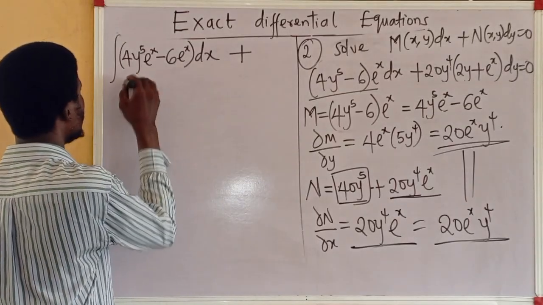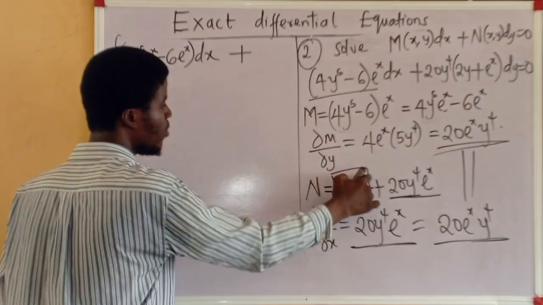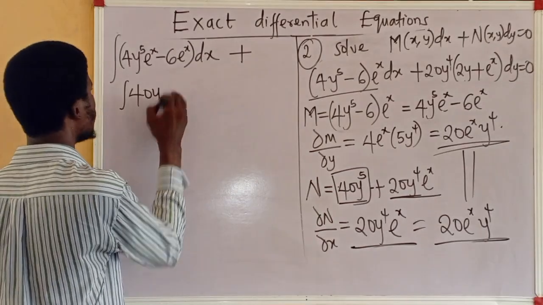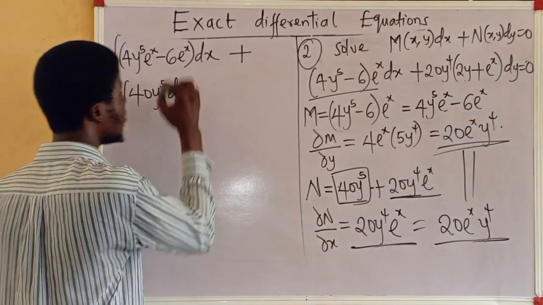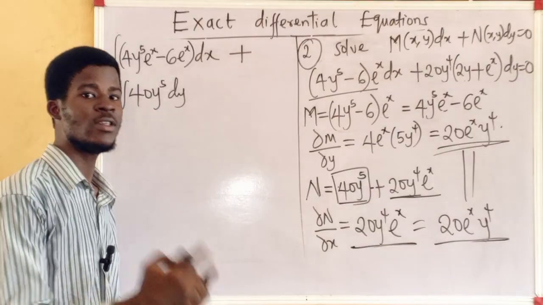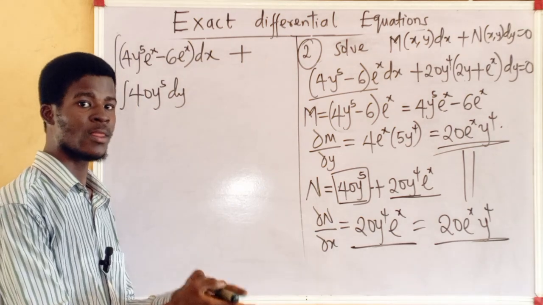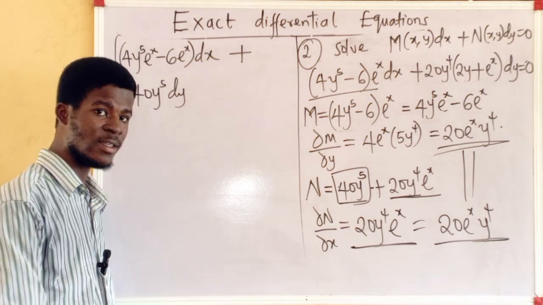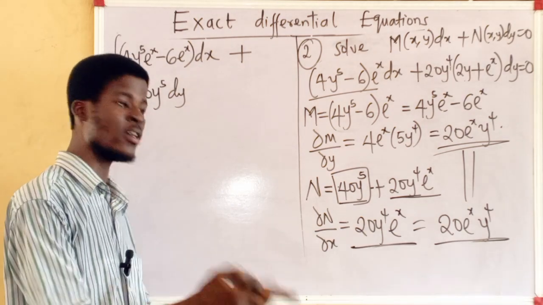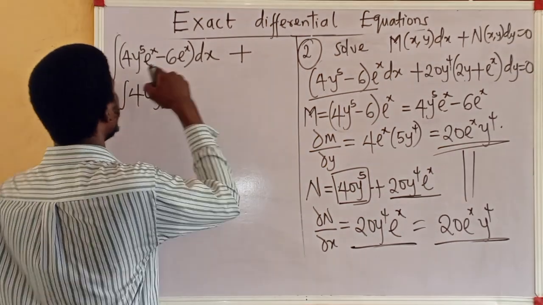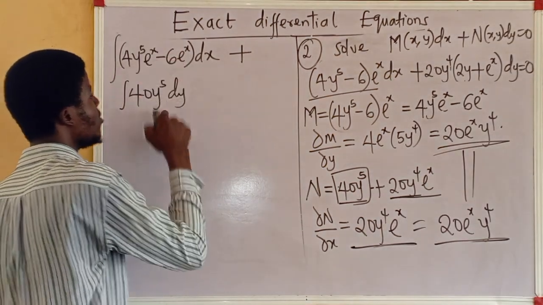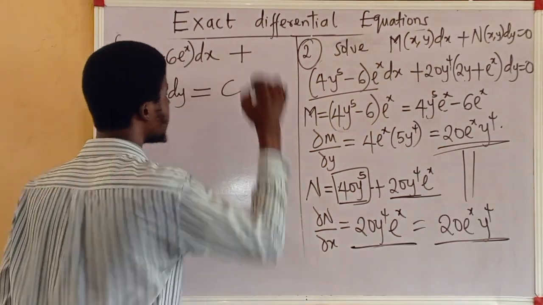This is plus the integral of what? 40y to the power of 5 dy. It is integrate with respect to y only those terms of N which do not contain x. And that's what we are doing. The result of this plus the result of this is equal to the arbitrary constant.